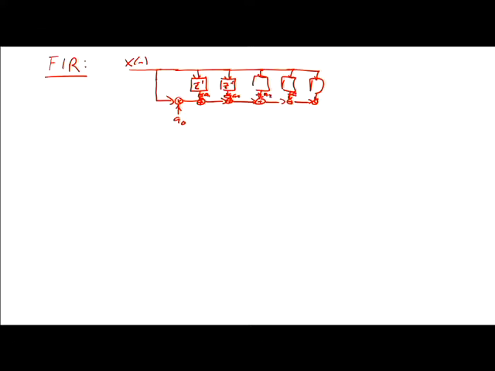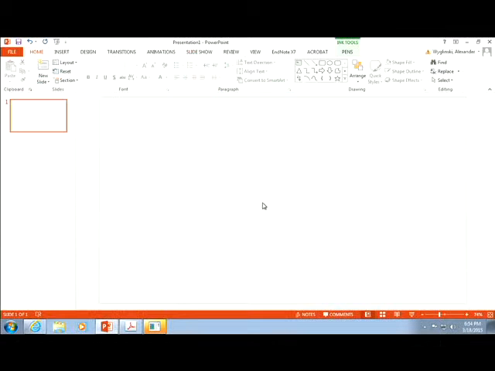A2, A3, A4, z to the minus 1, z to the minus 2. Actually, no one caught me. Let me try again. Because they're all going to be z to the minus 1. In case I have a senior moment, you guys should be speaking up. Okay, so let me try it again. The z's should be like this.